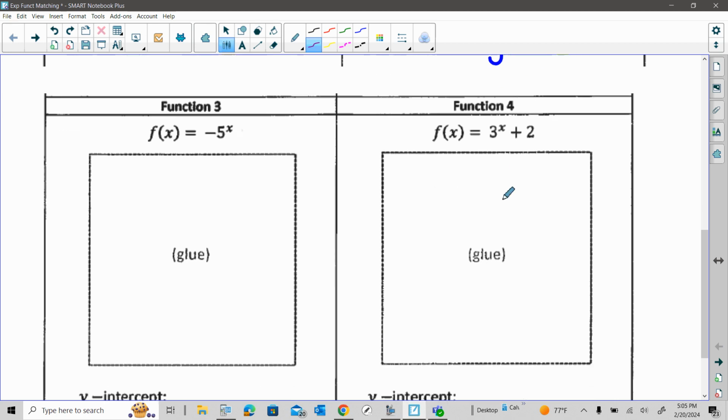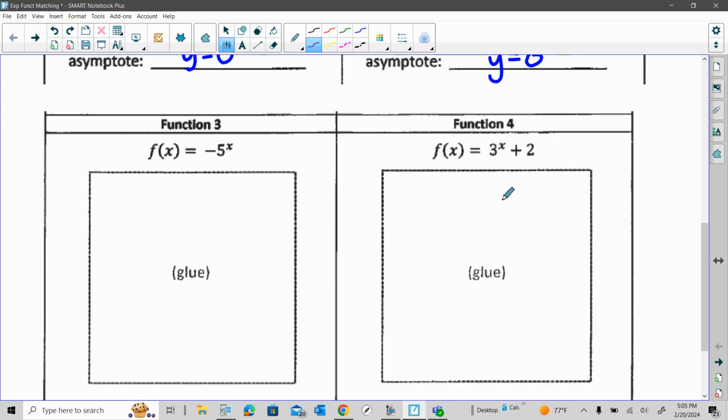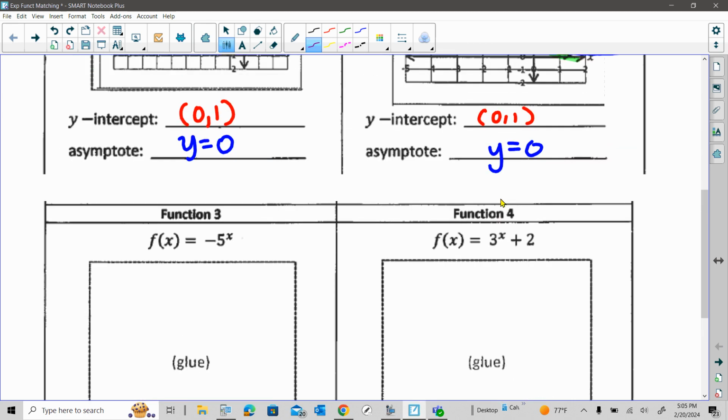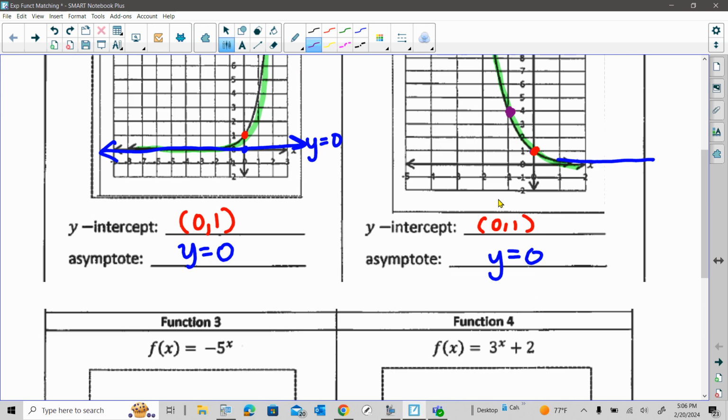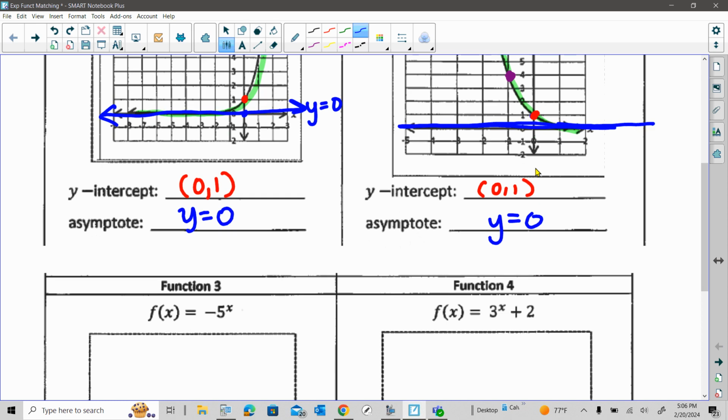So pretty much that's what we're doing here. We're matching the function with the graph and then finding the asymptote. Remember, the asymptote is where the graph flattens out to a horizontal line. You want to extend that horizontal line until it touches the y-axis. I didn't extend that all the way over here, sorry.